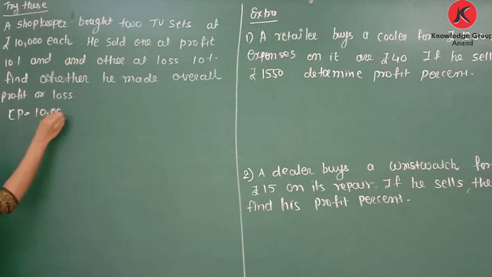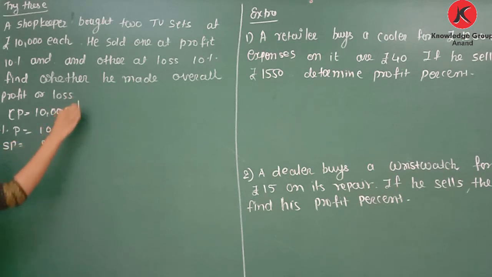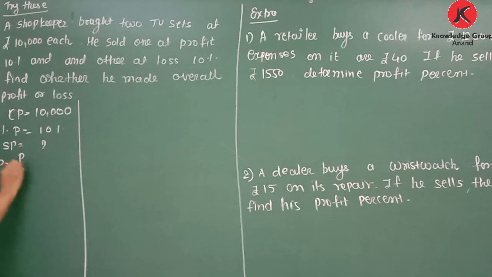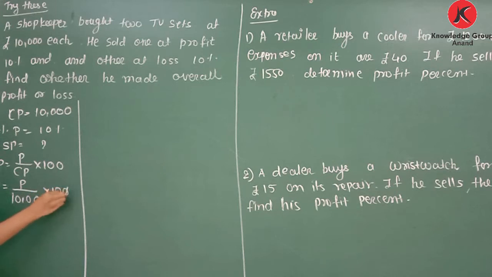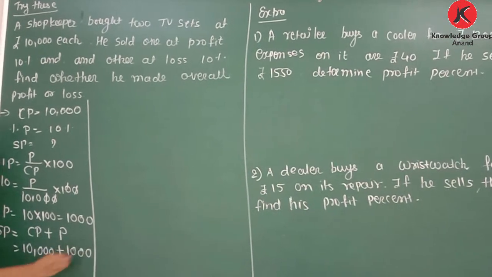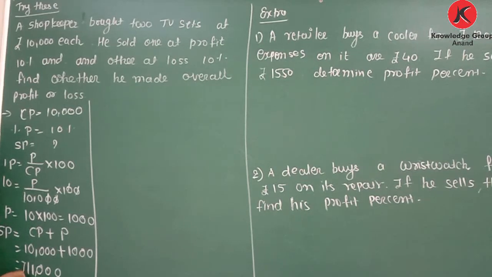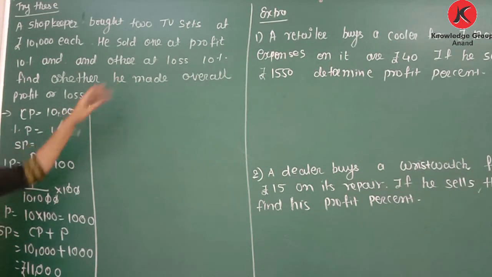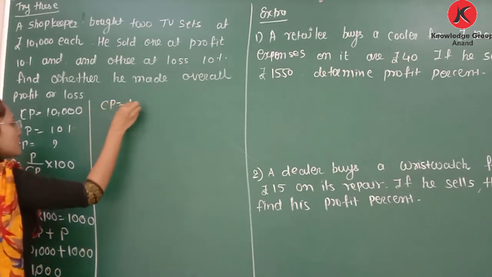So here we will start. CP is 10,000. On the first we consider a profit of 10%. So find SP. So this is the first example. So percentage profit is equal to profit divided by CP into 100, because the cost price is given. So 10 is equal to profit divided by 10,000 multiplied by 100. Now here 100 is in a multiplication with 10, so that is 1000 rupees profit. So what is the selling price? That is CP plus profit, 10,000 plus 1,000. So he sold the TV for 11,000. Clear? Now next he makes a loss of 10%. So we can write CP is equal to 10,000.